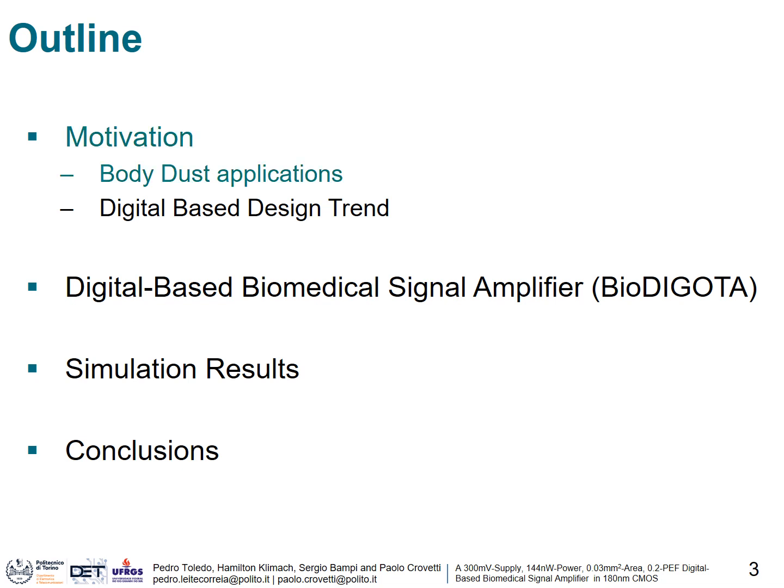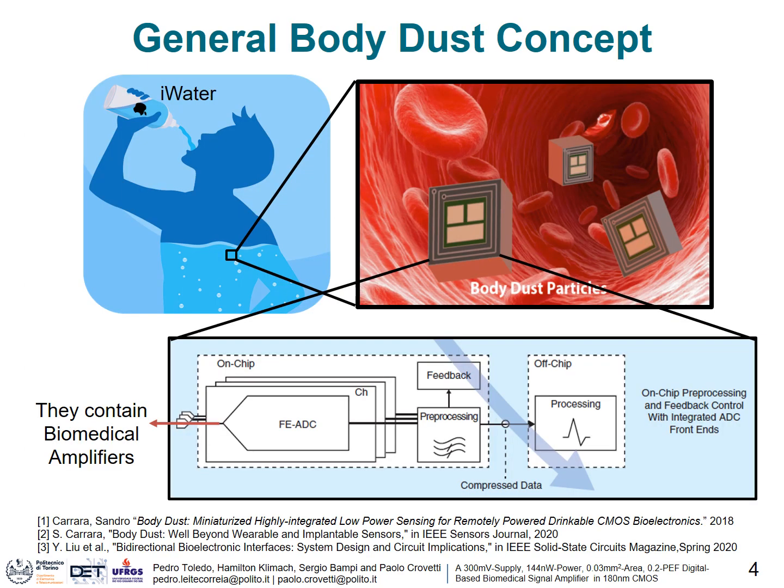Body dust applications. Body dust is a new frontier in biomedical electronics. As I show in this top picture here, body dust envisions a swarm of drinkable biosensor devices with dimension comparable to the blood cell, so it's able to be internalized in the human body to sense, acquire, and transmit body information of clinical interest. In this context, each IC device has an analog front end, as I show in this block diagram here, which is in charge of sensing the desired signal and transmitting it outside of the body.